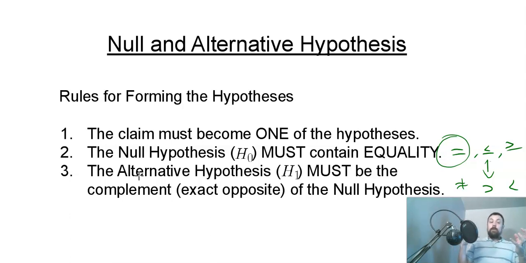If there's an equals to in the claim, put it as the null. If there's no equals to in the claim, put it as the alternative. And then the one that's still blank has to be the opposite of the one that's filled in. So you just put the opposite statement for the other one, and that becomes your null and your alternative hypothesis.